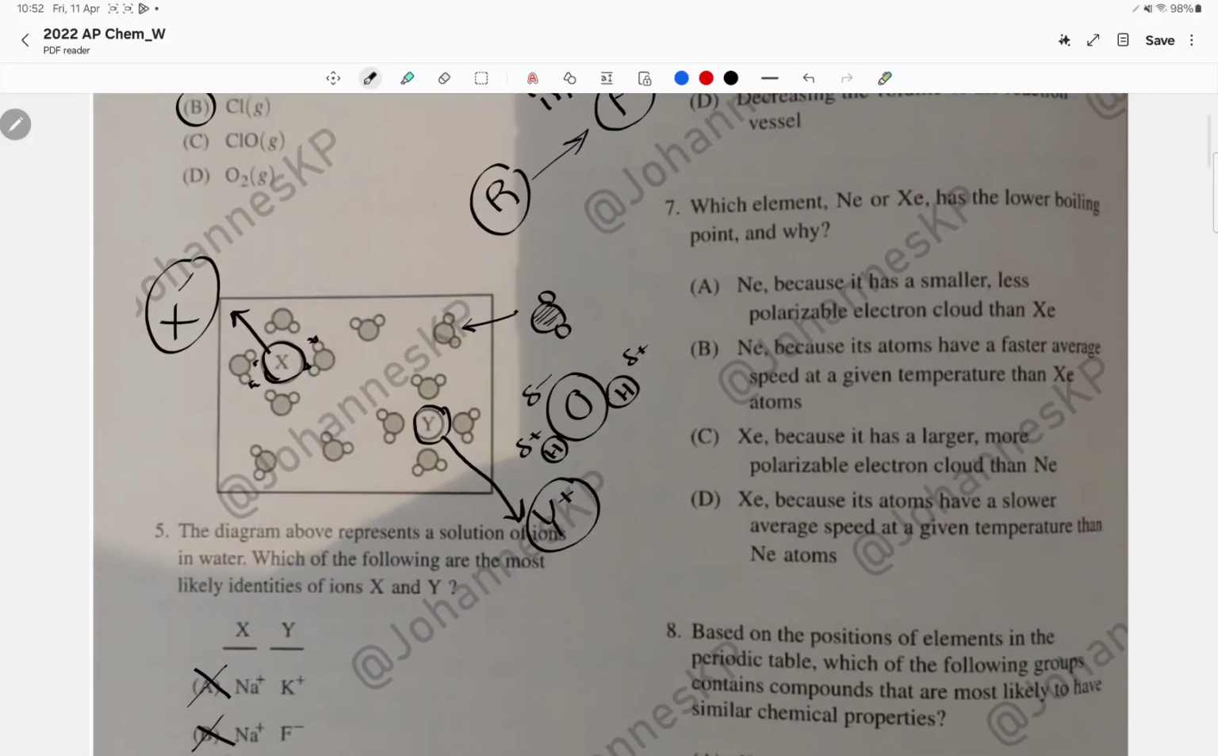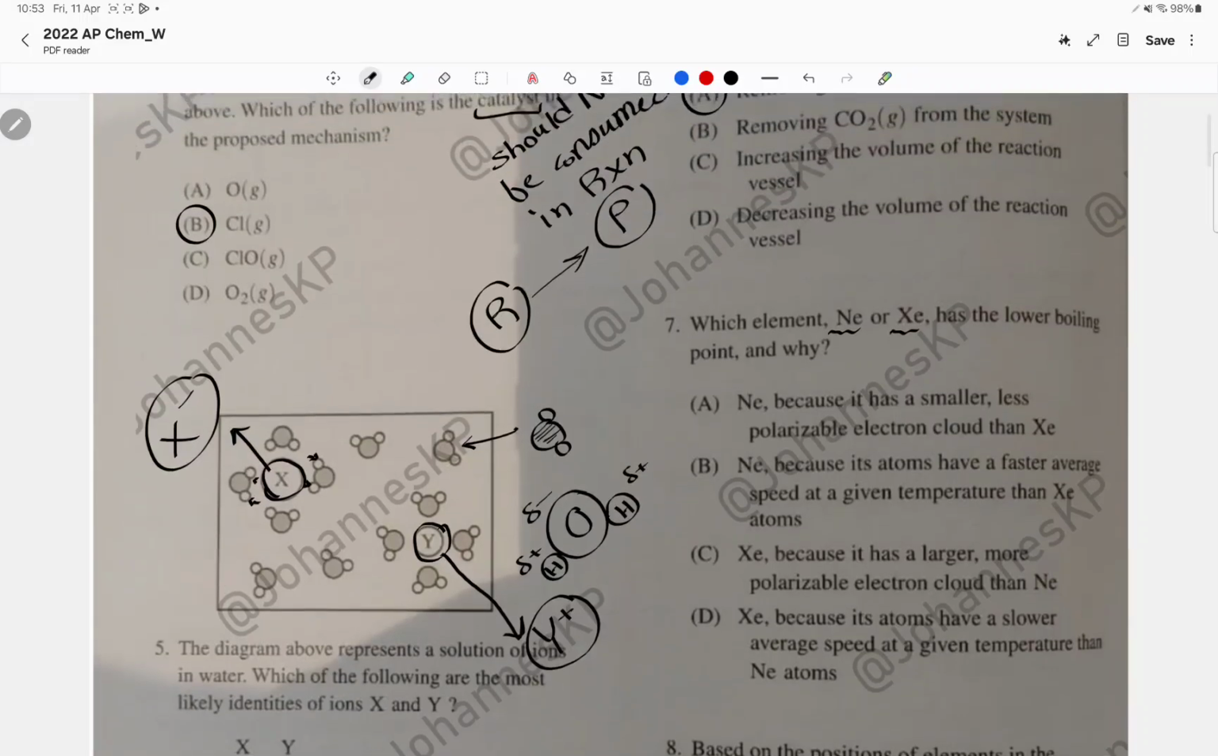Which element has a lower boiling point? Okay. So which element has a lower boiling point? So Ne or Xe? Okay, first of all, are they in the same group or the same period? They're in the same group. Okay, so this is Ne and this is Xe.